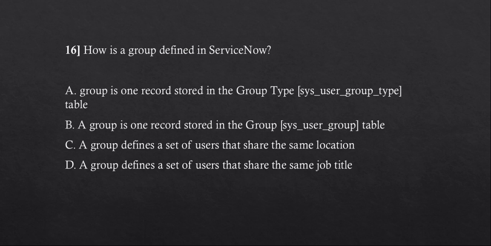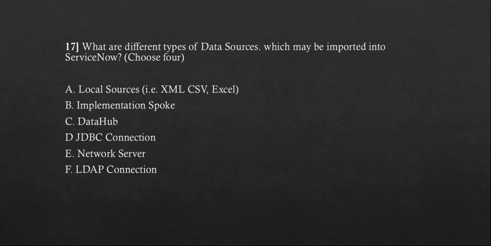Next question. 16. How is a group defined in ServiceNow? A. A group is one record stored in the group type sys_user_group_type table. B. A group is one record stored in the group sys_user_group table. C. A group defines a set of users that share the same location. D. A group defines a set of users that share the same job title. Answer: B.